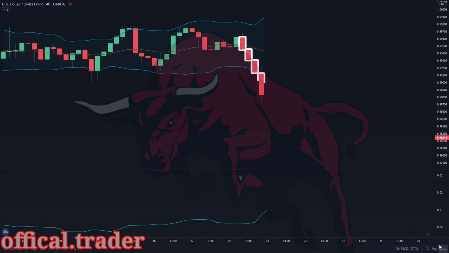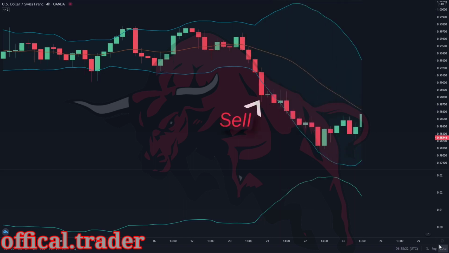Next, we can see that 4 red candles were formed. One of them closed outside the lower bands. So, based on the price action, the breakout is more likely going to happen to the downside. So this is a good opportunity to take a sell position.